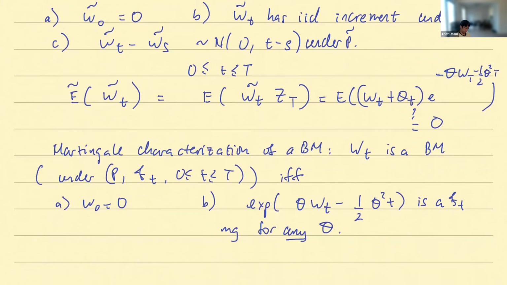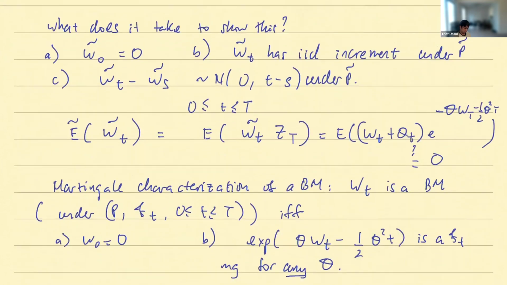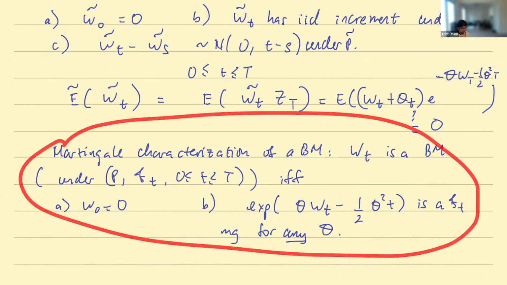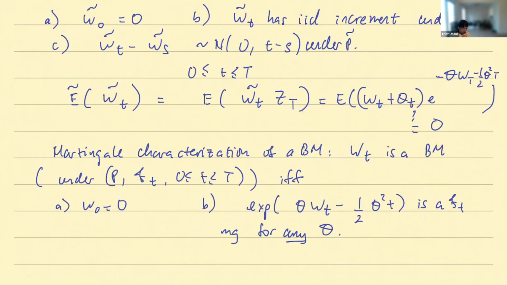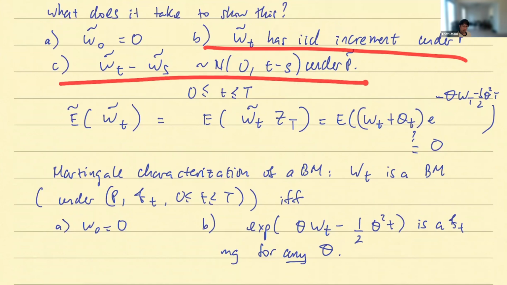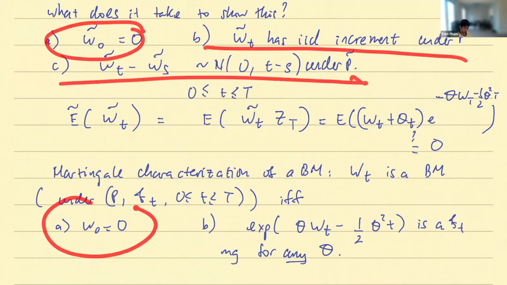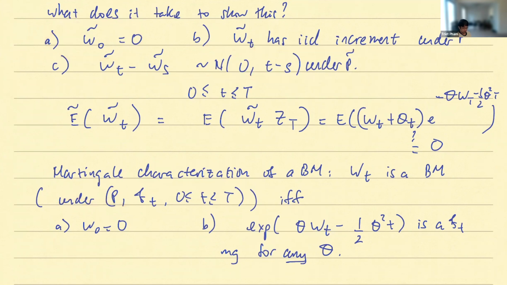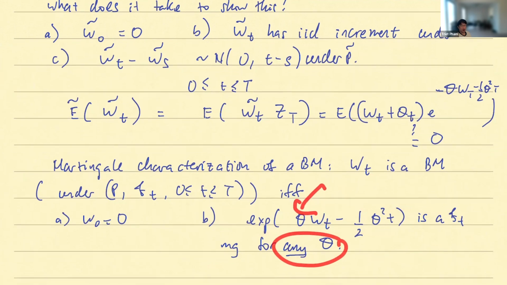So this right here is a deep detail that we want to look at. What does it say? It says that instead of checking all these requirements, where the first one is whatever, all we have to do is look at some exponential process associated with that proposed process, and make sure that it's a martingale for any choice of the parameter we plug in.